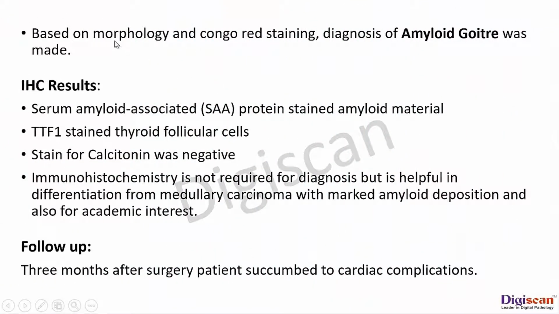Based on morphology and Congo red staining, a diagnosis of amyloid goiter was made. Immunohistochemistry is not required for diagnosis in this case but is helpful in differentiation from medullary carcinoma with marked amyloid deposition and also for academic interest. This patient unfortunately succumbed to cardiac complications 3 months after the surgery.